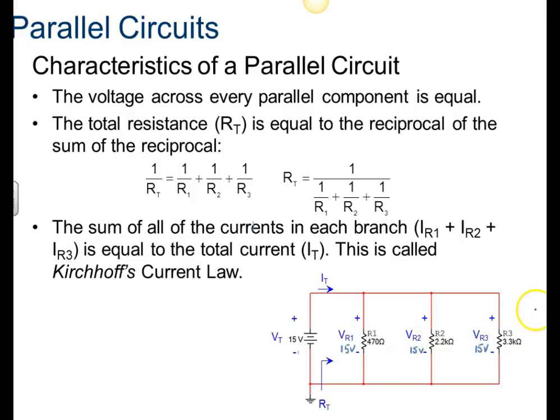This is probably filled in later somewhere else, but I'll do it now as we're thinking about it. For the resistance, the total resistance is equal to the reciprocal of the sum of the reciprocals. So 1 over RT is equal to 1 over R1 plus 1 over R2 plus 1 over R3, etc. The sum of all the currents in each branch, the current through this branch plus this branch plus this branch, is equal to the current total to begin with. This is Kirchhoff's current law.